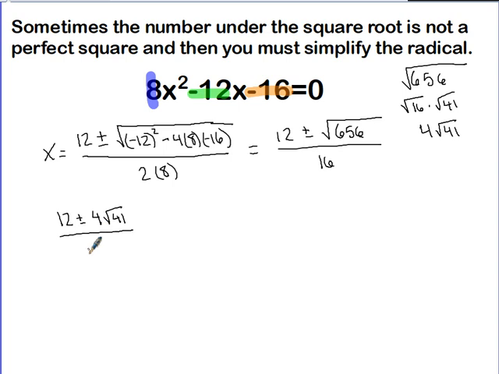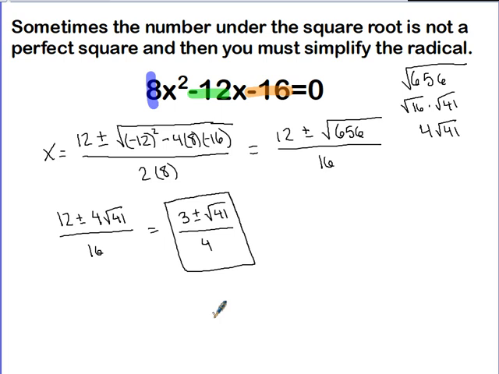All right, and then the last step is to look at the things that are outside of the square root and see if they have a GCF. Okay, and 12, 16, and 4 can all be divided by 4. So I'm going to factor out a 4. So now I have 3 plus or minus the square root of 41 divided by 4. Okay, and we can leave our answer in this format. That is as simplified as we can get because I can't simplify the square root of 41 under the radical any further.